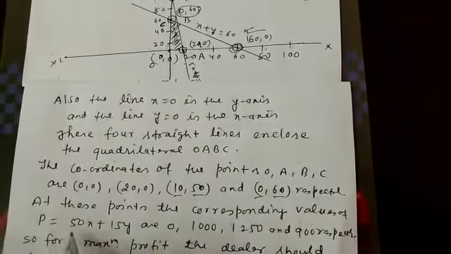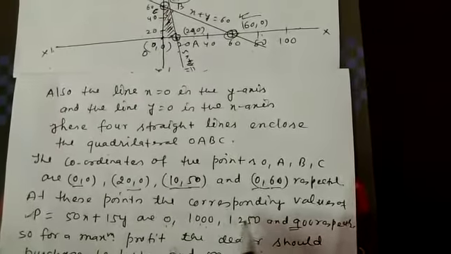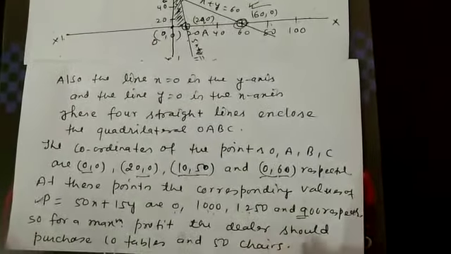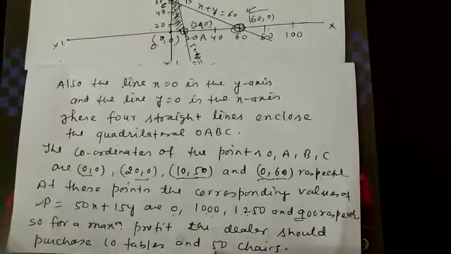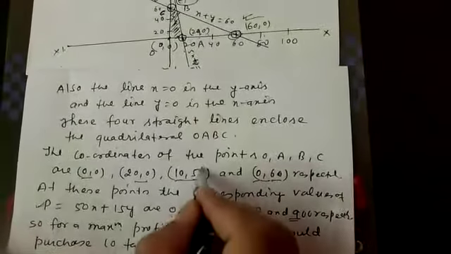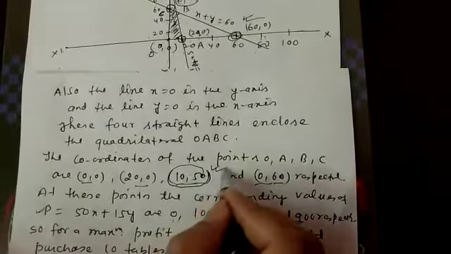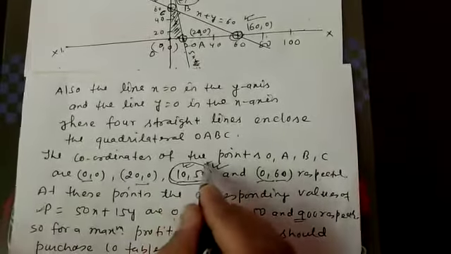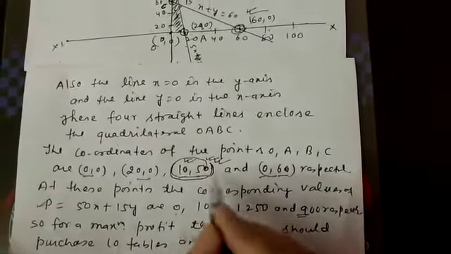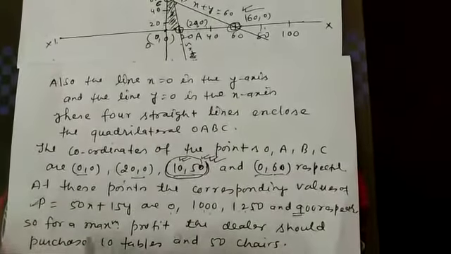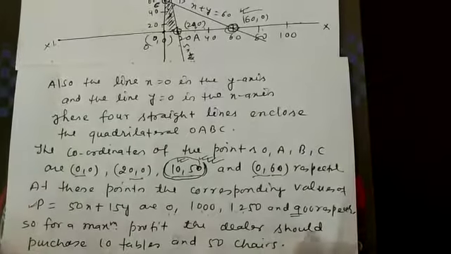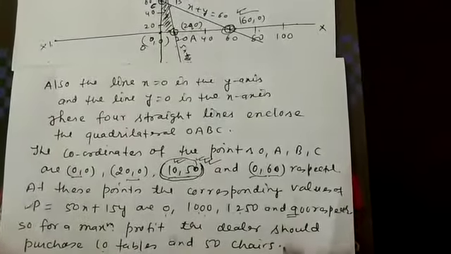इन चारों पॉइंट को जब हम P में पुट करते हैं तो हमें वैल्यू मिलता है 0, 1000, 1250 और 900. So the maximum value is 1250. So for maximum profit, the dealer should purchase 10 tables and 50 chairs, because we got the maximum value at the point (10, 50). X is 10 and Y is 50. X is the number of tables and Y is the number of chairs. So for maximum profit, the dealer should purchase 10 tables and 50 chairs.